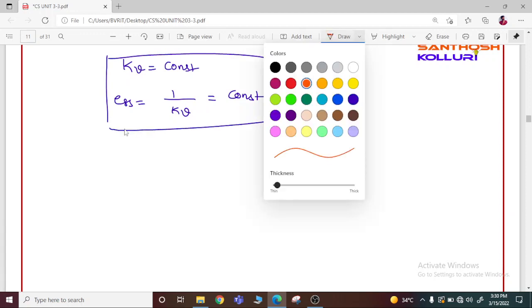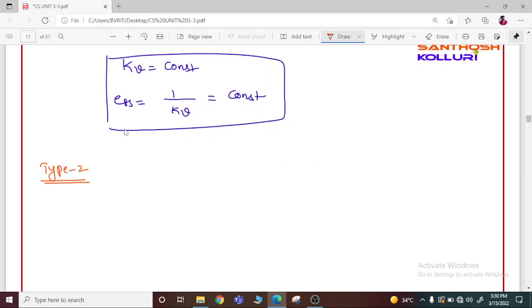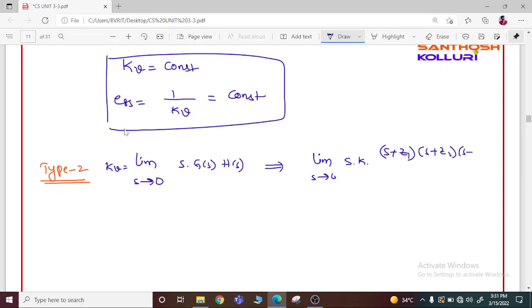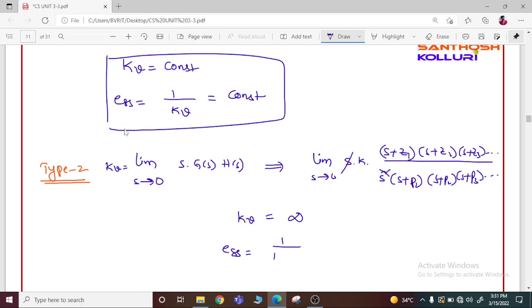We'll see for a type 2 system. The same formula, Kv is limit s tends to 0, s into G of s into H of s. For a type 2 system I have to take s square in the denominator: (s plus z1)(s plus z2)(s plus z3), and so on, divided by s square into (s plus p1)(s plus p2)(s plus p3), and so on. This s and one s will be cancelled out, and for a type 2 system Kv will become infinity, and the steady state error will become 1 by Kv, which is 1 by infinity, which is nothing but 0.